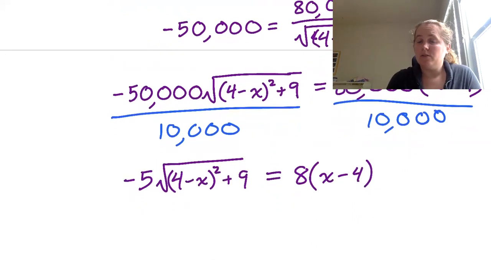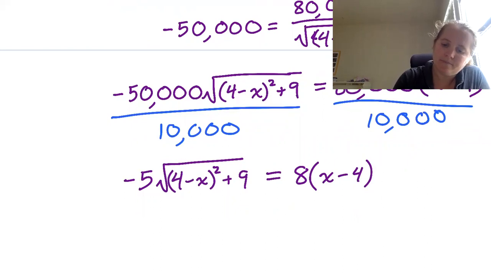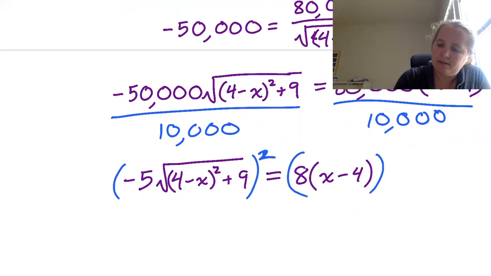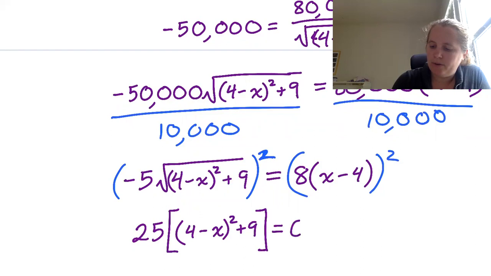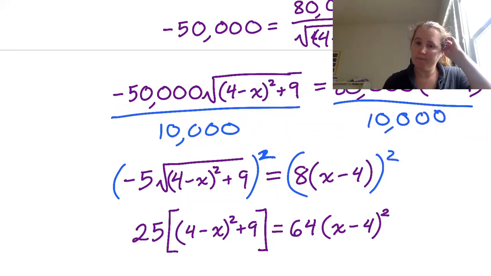Now, if we want to undo that square root, we should square both sides. So we'll go ahead and square both sides. On the left, negative 5 squared is 25. And then we are just left with (4 minus X) squared plus 9. And then on the right, we will have 64 times (X minus 4) squared.